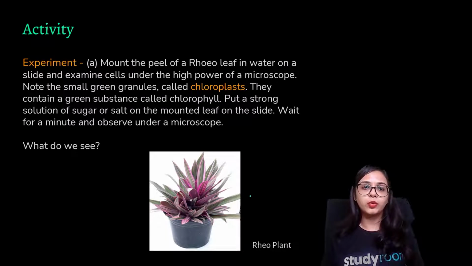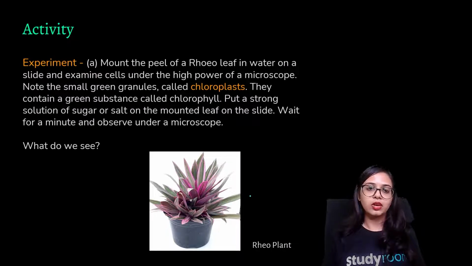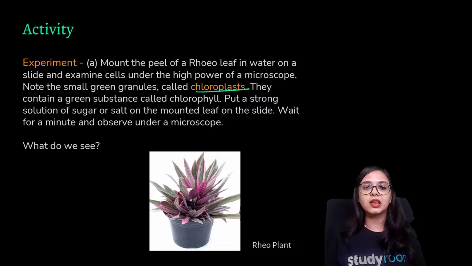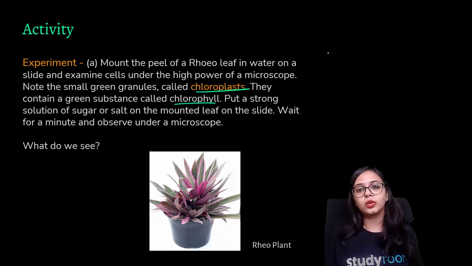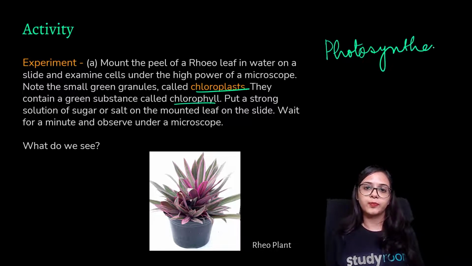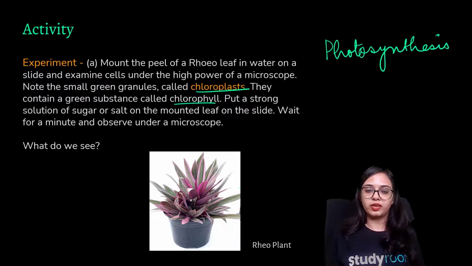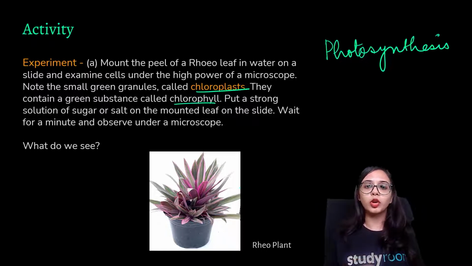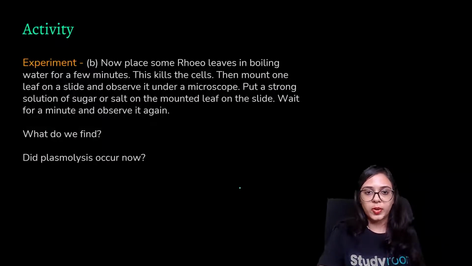For this experiment, we have to mount the peel of a raw leaf in water on a slide, and examine the cells under high power of a microscope. You have to notice those small granules which we have called here chloroplasts, since they contain the green pigment chlorophyll, and you know that chlorophyll is responsible for the process of photosynthesis in plants. Then you put a strong solution of sugar or salt on the mounted leaf, and then you have to wait and observe. So basically you are putting that leaf into a concentrated solution, right? Strong solution means concentrated solution, that means solvent molecules are less. So what do you expect?